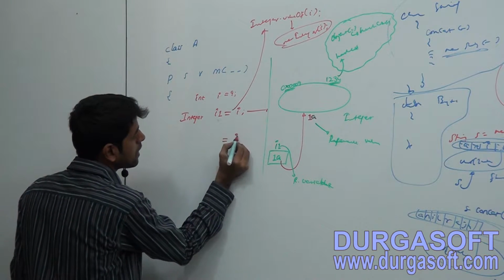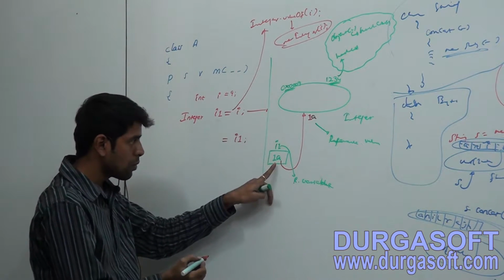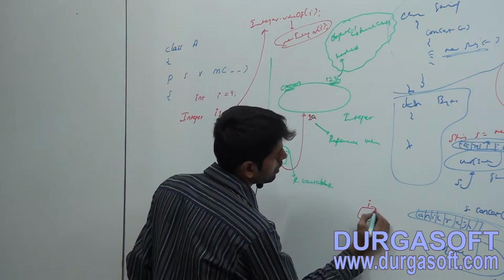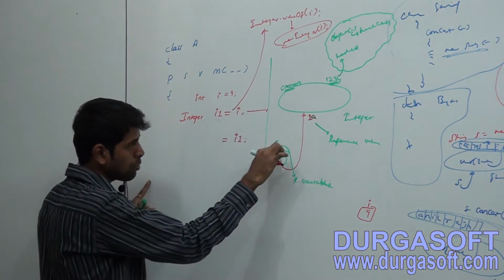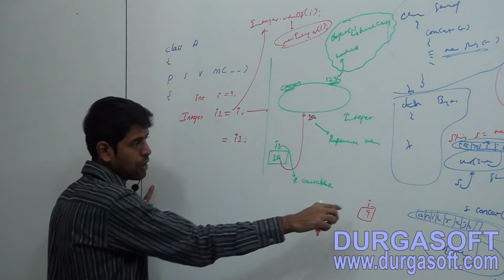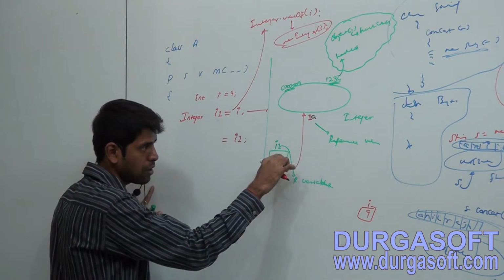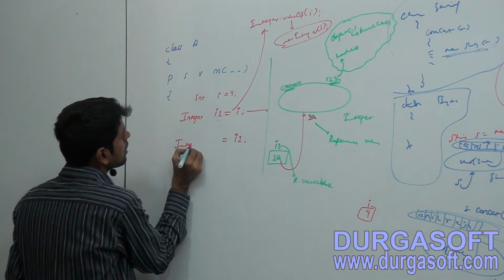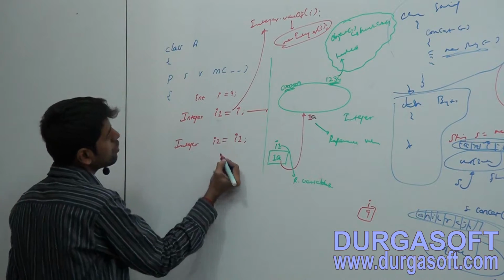Now, what is the I1 value? 1a. And what is the I variable value? 9. I1 variable value is 1a, I variable value is 9. Now I1 I am assigning to Integer I2.